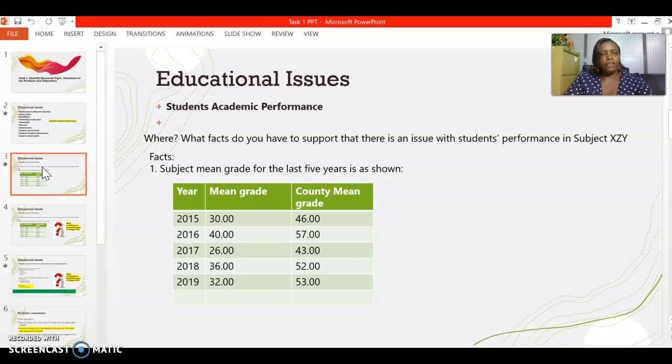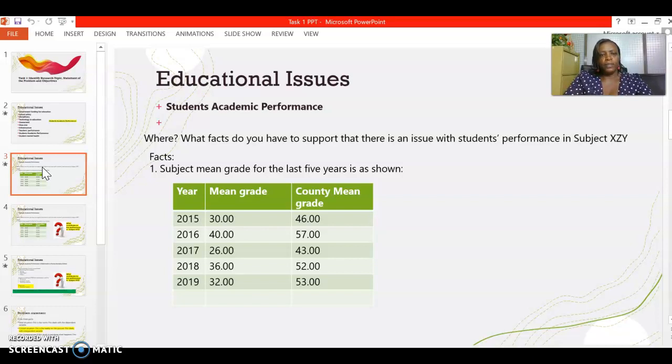In this case, I'm giving an example of 5 years between 2015, 2016, 2017, 2018, and 2019. And in this performance, we'll be using the mean grade. The mean grade of this particular subject, which I may assume is mathematics, against the county mean grade. So you can see in 2015, the mean grade was 30 compared to 46 for the county, meaning it was low. 2016, 40 against 57. 2017, 26 against 43, 2018, 36 against 52, and 2019, 32 against 53.